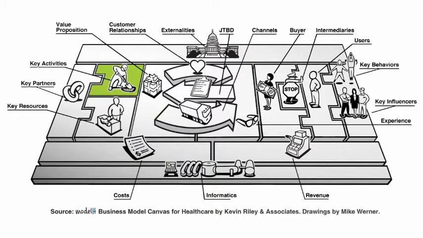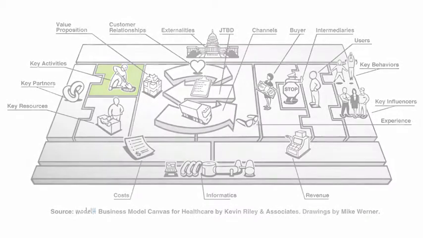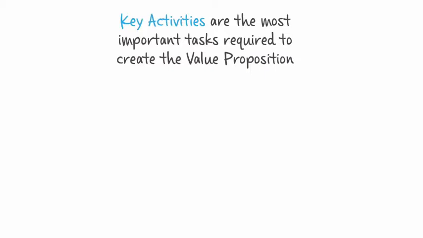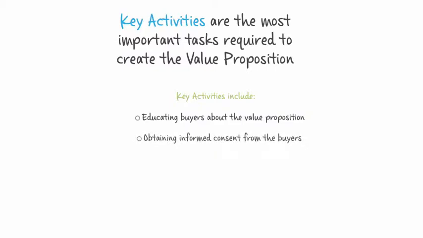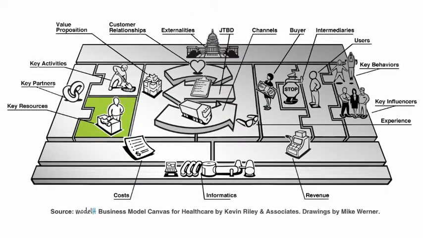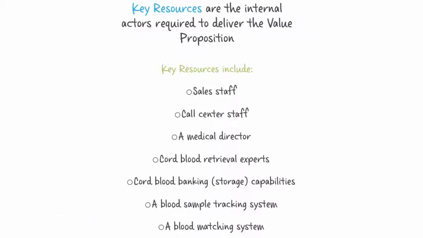Key activities are the most important tasks required to create the value proposition. Some examples of key activities in this business model include educating the buyers about the value proposition, obtaining informed consent from the buyers, and collecting the cord blood and cord tissue. There are many other examples as well. Key resources are the internal actors required to deliver the value proposition. In this model, the key resources include sales staff, call center staff, medical directors, cord blood retrieval experts, cord blood storage facilities, and the blood tracking and matching systems needed to store, maintain, and retrieve cord blood.